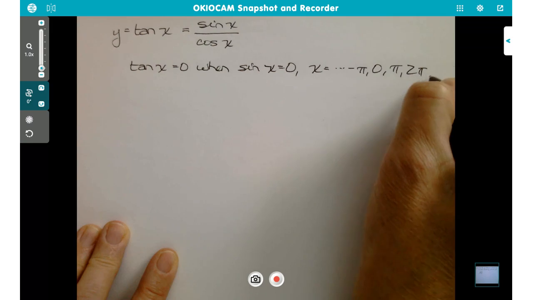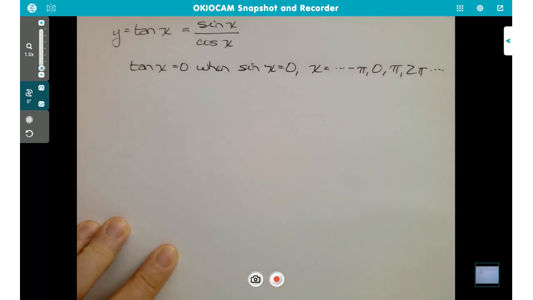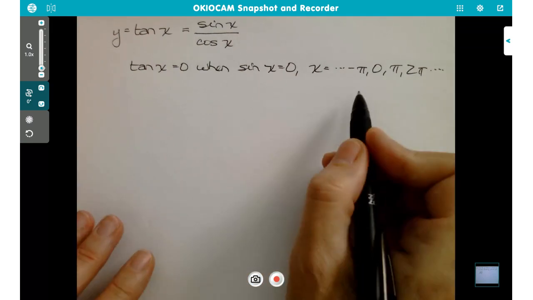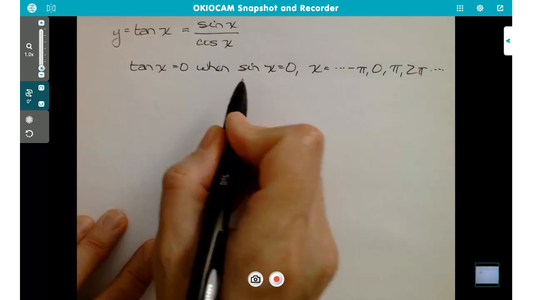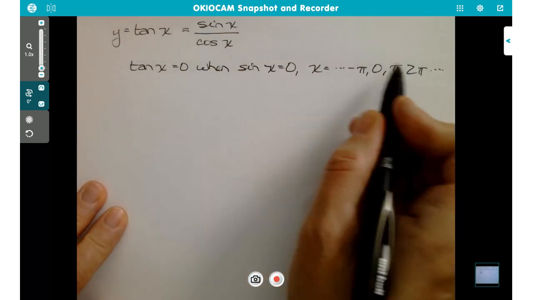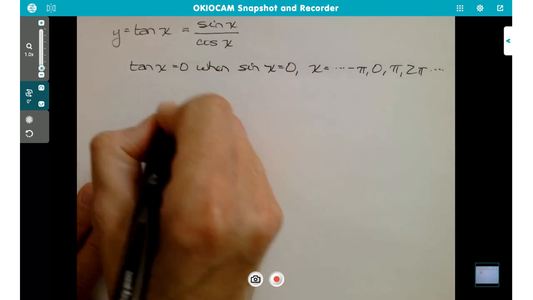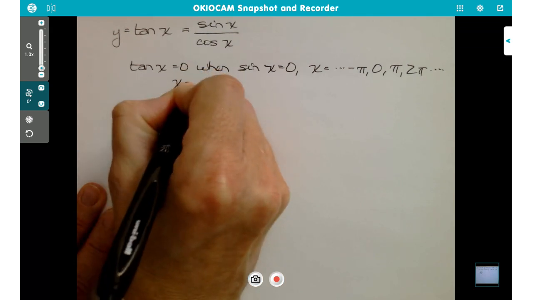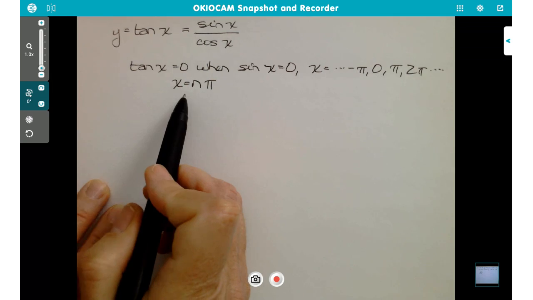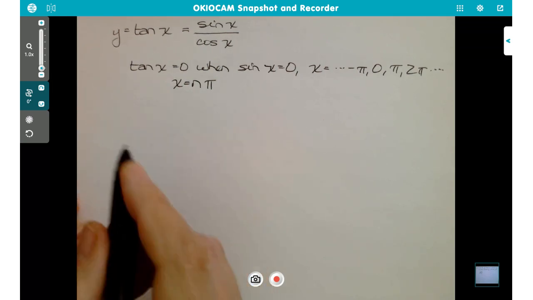All those values, dot, dot, dot. We can say that succinctly. If I let n be any integer, the tangent function has a value of 0 at integer multiples of pi, n pi. So that's good. That gives us a bunch of points on the graph of the tangent function.